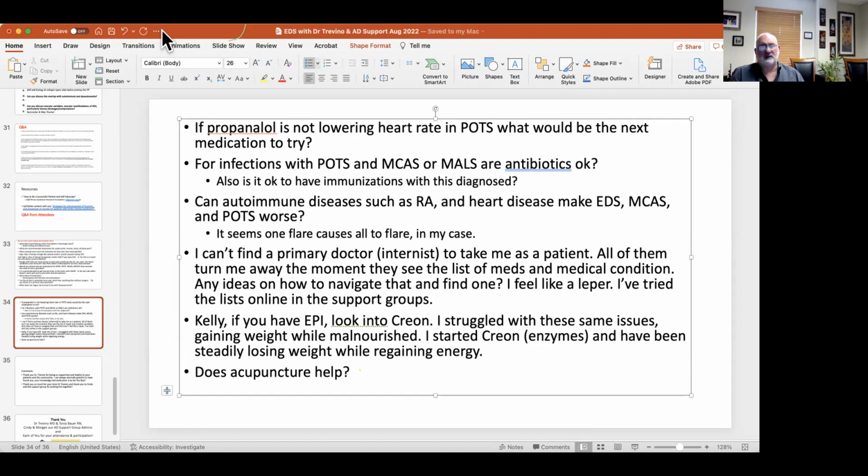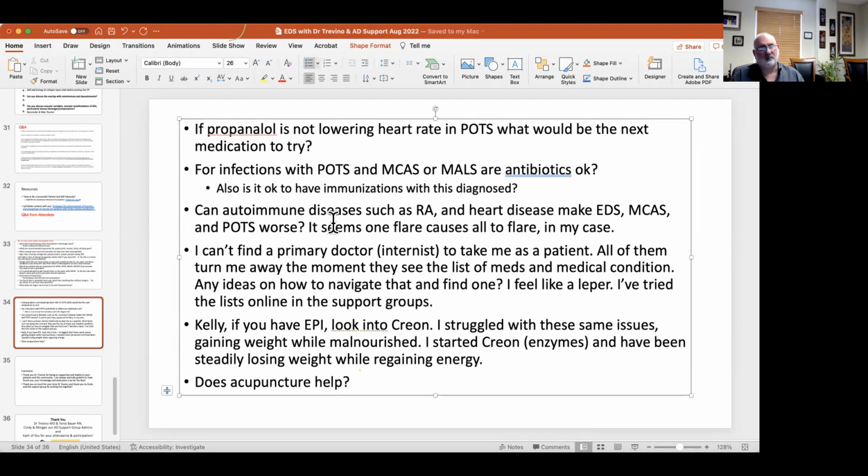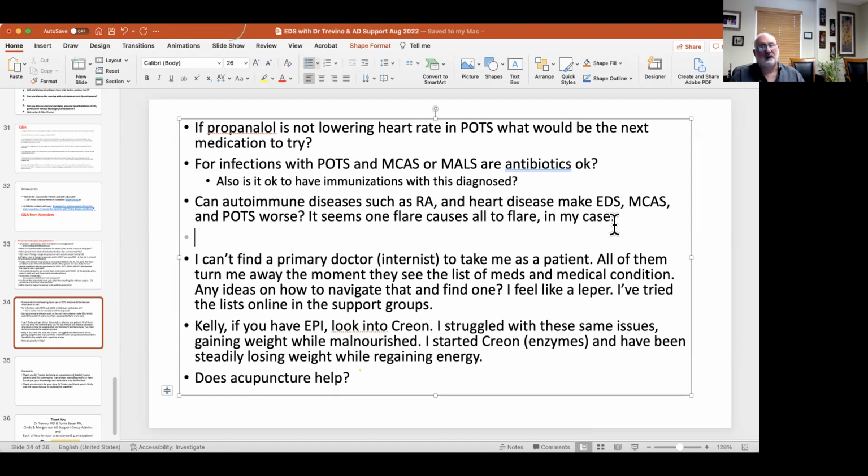Can autoimmune diseases such as RA and heart disease make EDS, MCAS, and POTS worse? Absolutely. So everything makes POTS worse. Period. If your RA is acting up, your POTS is going to act up, and you have to get through the flare and then get back on the program again as much as you can. So yes, any autoimmune or other disorder of any kind can make all your other disorders worse.